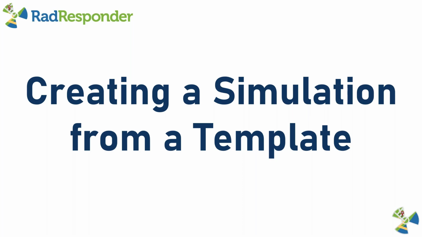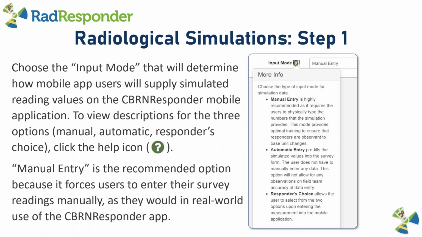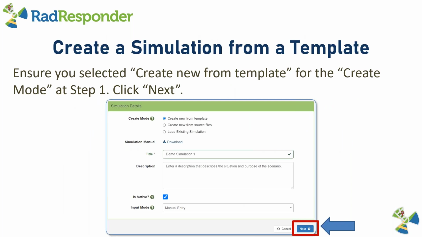So we'll talk more specifically about how we create a simulation using one of these templates. On this step one, of course, I first select from my create mode that I want to create a new simulation from a template. So that's my first selection here. I'll then click next in the lower right corner there of the screenshot. You see we have a button to navigate to the next step of the wizard.